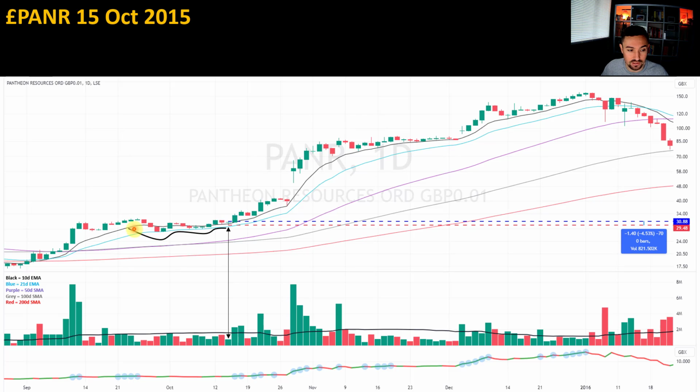That's a very constructive sign. So then you have a 1 contraction, 2 contraction. Look at the tightness here. This would be a cheat, low cheat entry given the tightness in price. Don't worry, you're going to learn about that in about 10 minutes time.